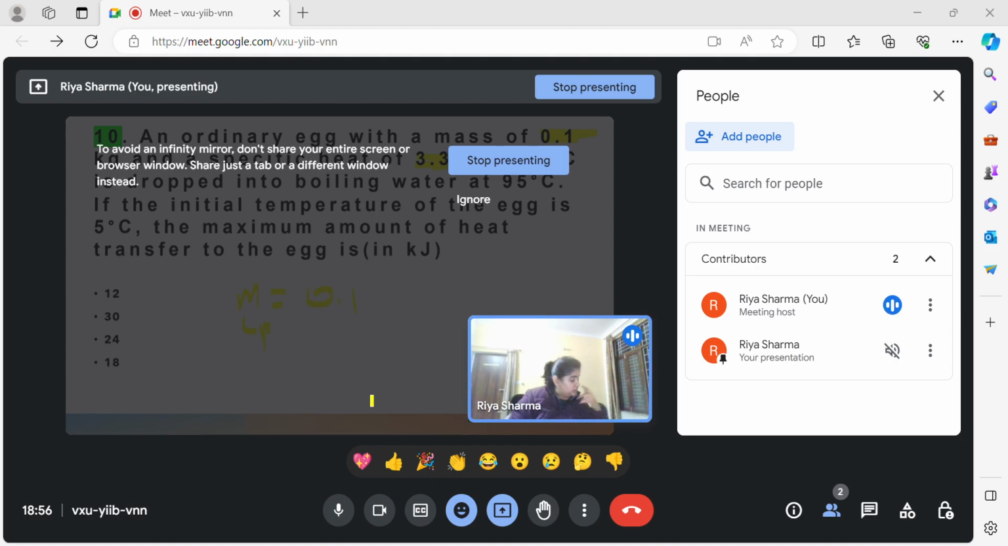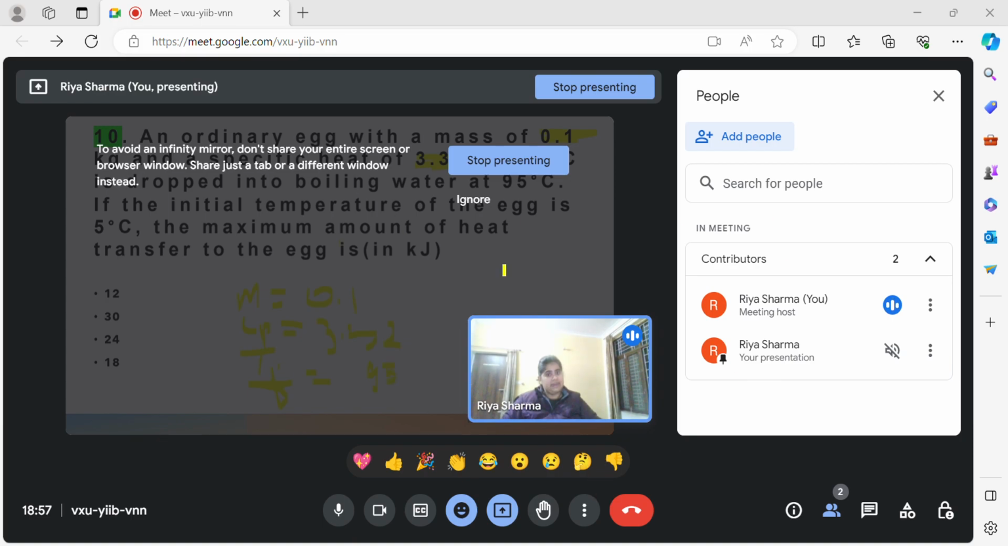So what is specific heat? Specific heat, Cp, is given to you as 3.32 kilojoule per kg degree Celsius. It is dropped into boiling water, so they have given the boiling water temperature. This is not the initial temperature; they have given you the final temperature of 95 degrees Celsius.